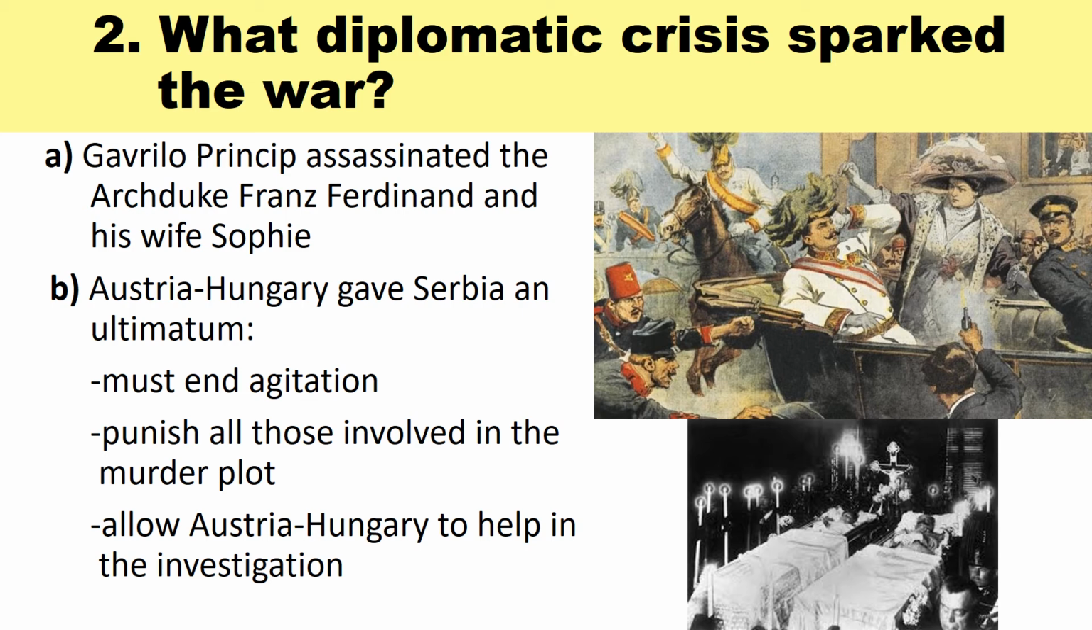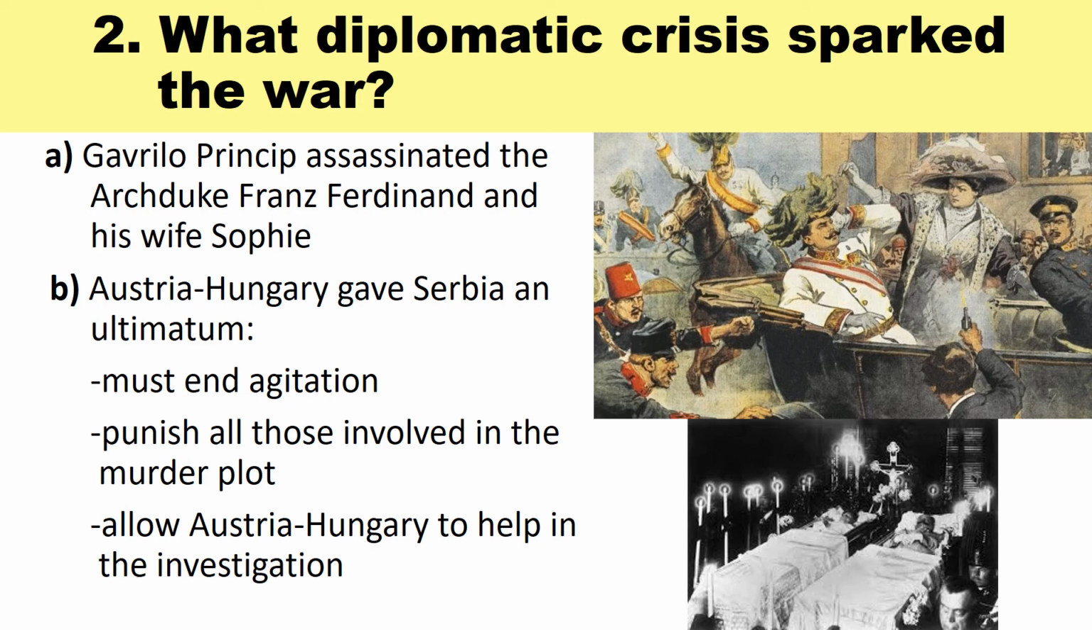He wasn't intending to actually kill Sophie. At least the plot was not to do that. But he ends up killing both of them. He's apprehended almost immediately. And there are actual pictures of his apprehension. I just didn't put them up there. And so this is kind of like, you might say, the first pull of the ropes in Europe.